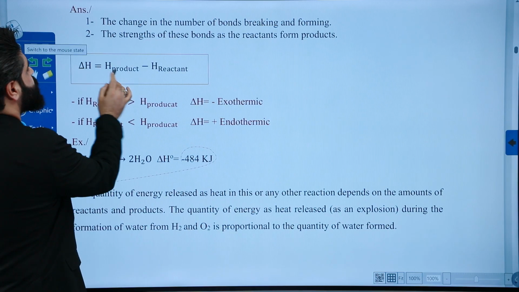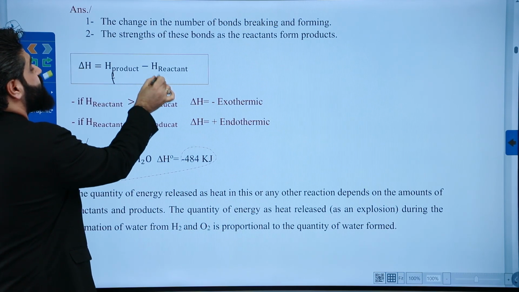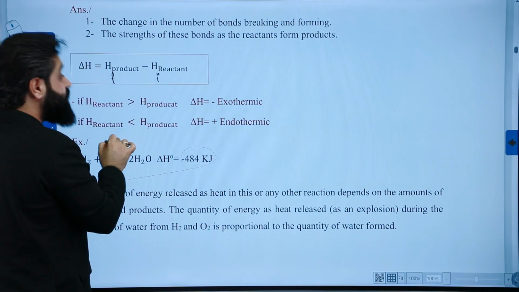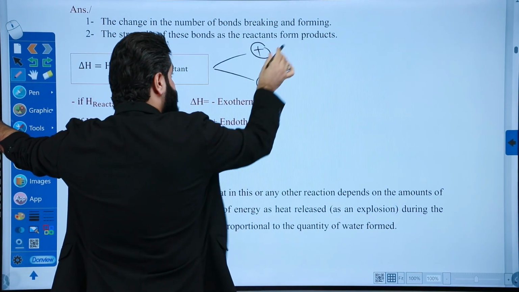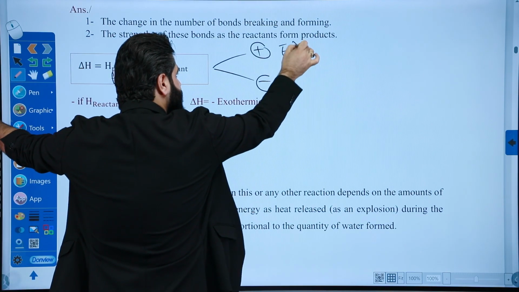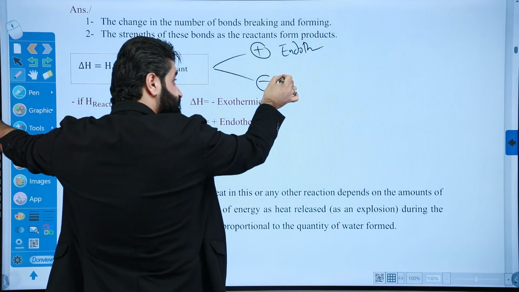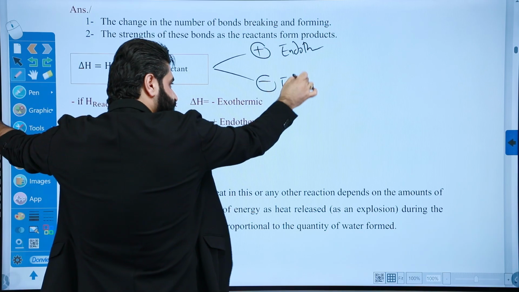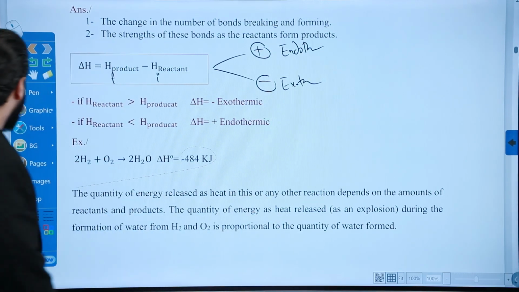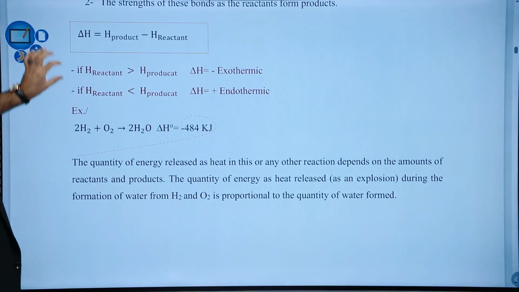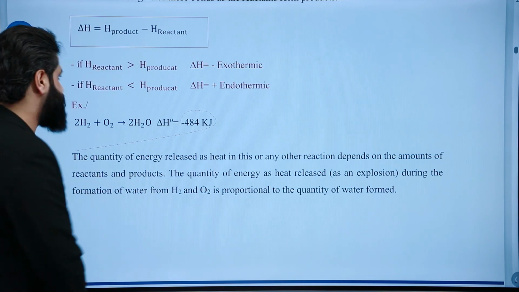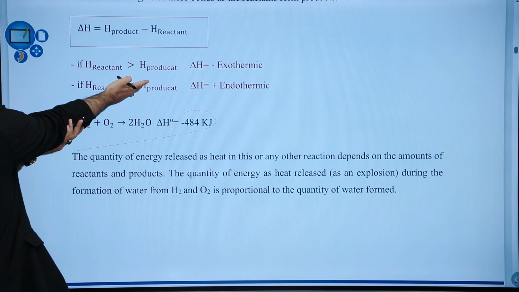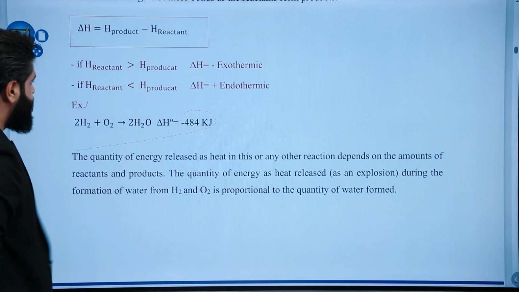Delta H equals H of product, or H of final, minus H of initial. Delta H can be positive or negative. If it's positive, the reaction is called endothermic. But if it's negative, this must be exothermic. Good? That's all. If H of reactant is greater than the H of product, the reaction must be exo, and the opposite: if H of product is greater than the H of reactant, the reaction must be endo.